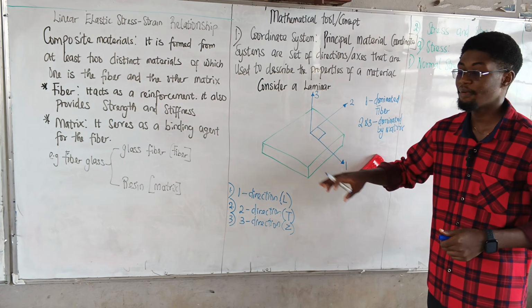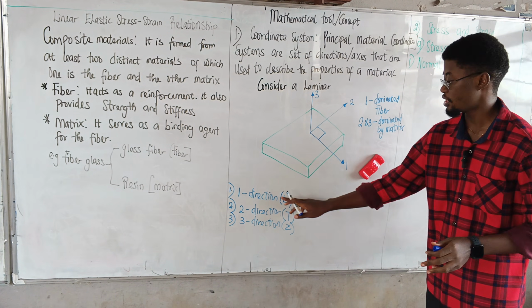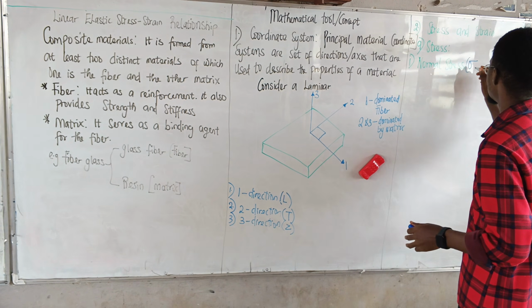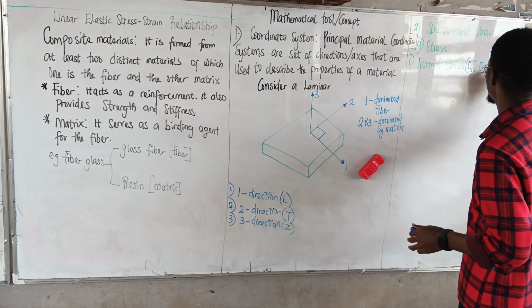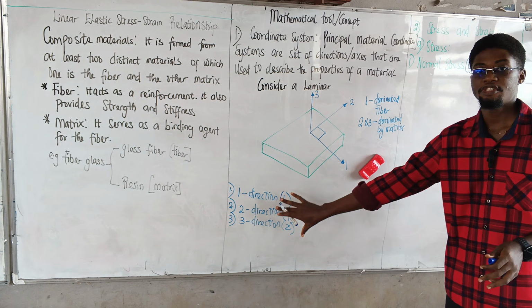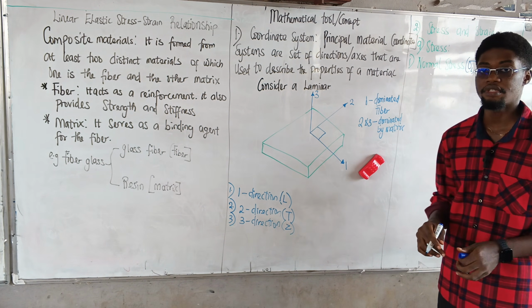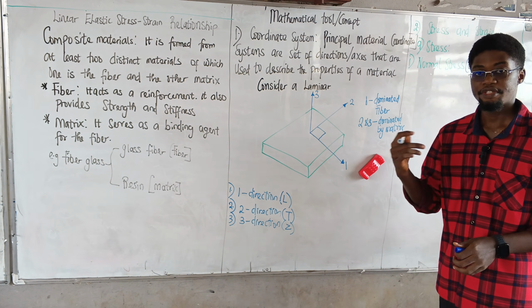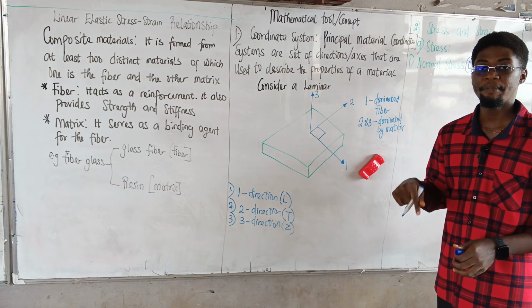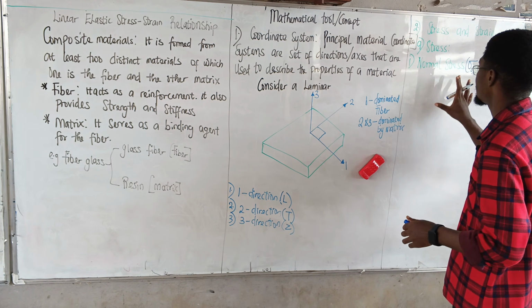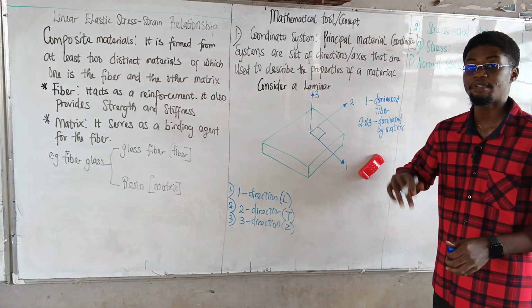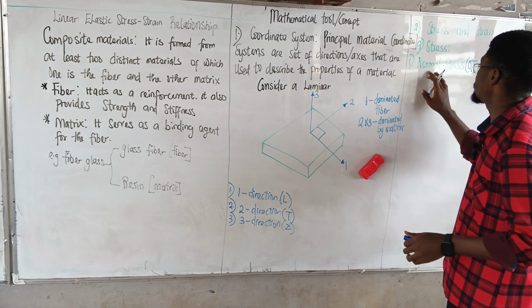Now in this course, remember that all the calculations we are doing are based on these 3 coordinates. So our normal stresses are sigma 1, sigma 2, and sigma 3, because it's based on these 3 coordinate systems. Now you can define normal stress as stress that acts perpendicular to a surface. So anywhere you see any force or stress acting perpendicular to its surface, it is normal stress.